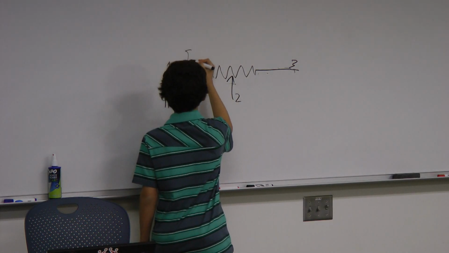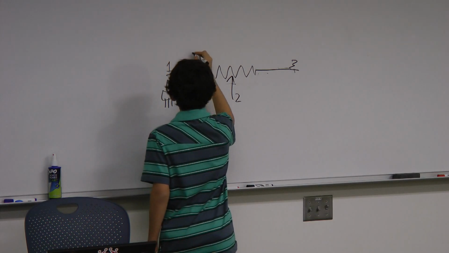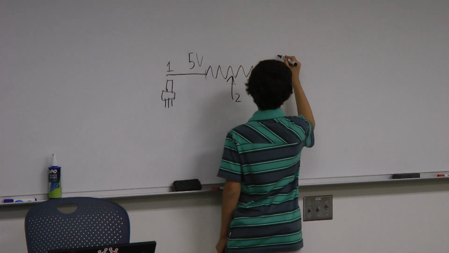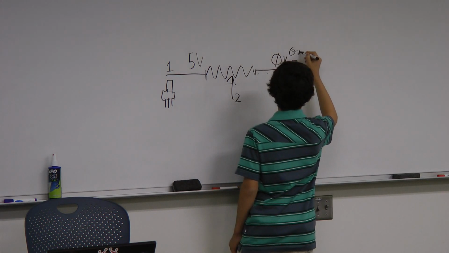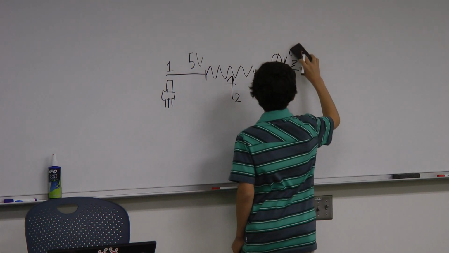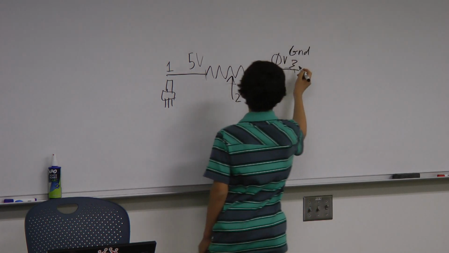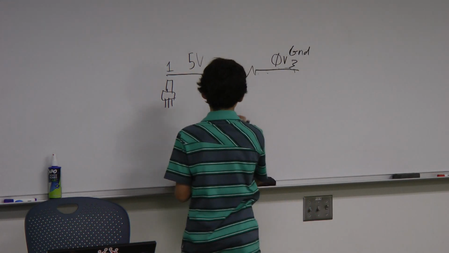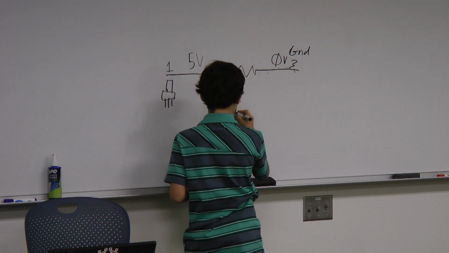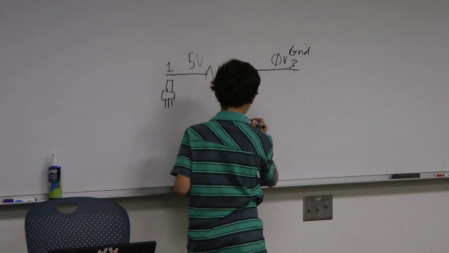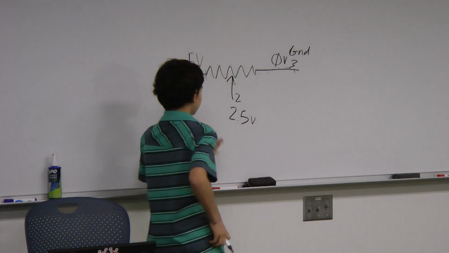So if we make this 5 volts, so if we put 5 volts on pin 1 and 0 volts, or ground, on pin 3, as we rotate pin 2, say this is exactly in the middle, it'll be at 2.5 volts. And this forms what's called a voltage divider. So it divides the voltage.